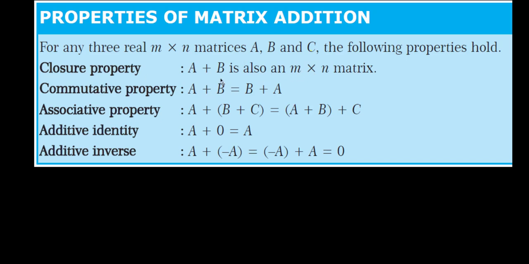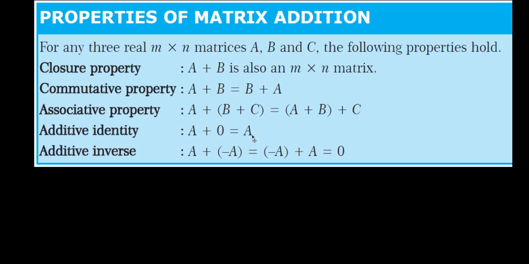Commutative property, you can switch the places of the letters here, which means the matrices also. If I say A plus B, then this is equal to B plus A at the same time. And the associative property, associative means together, you can add B, C firstly, then you can add to A, or you can add A, B, then you can add to C.